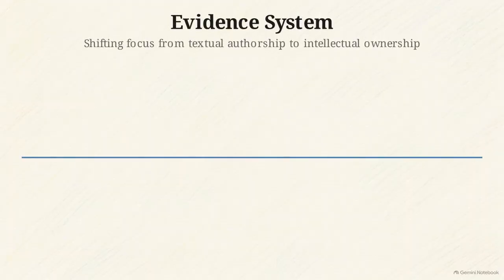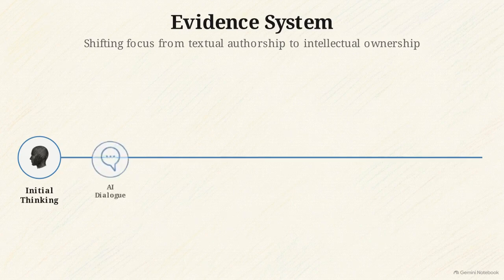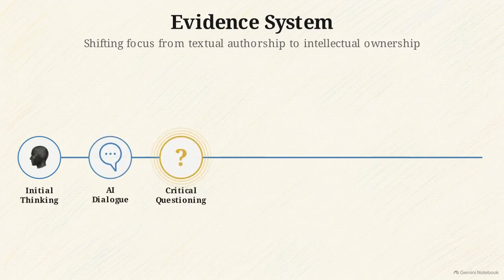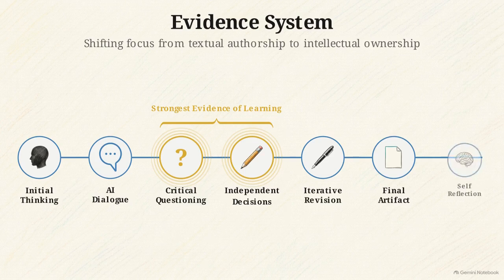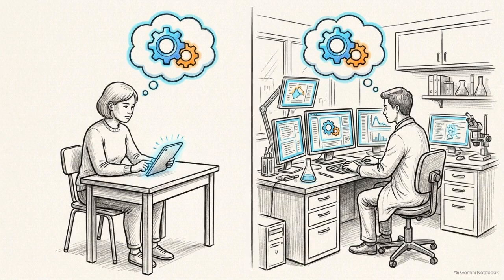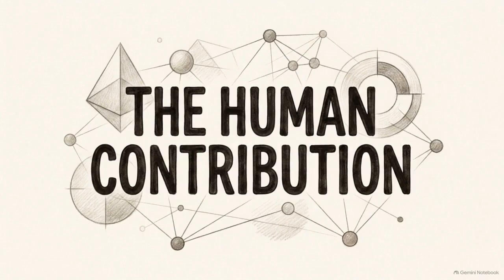To verify learning, we string these strategies into an evidence system timeline, starting with initial thinking, moving into AI dialogue, analyzing critical questioning, and evaluating independent decisions. We then track how decisions drive revision, shape the final artifact, and culminate in a self-reflection. This framework scales across education levels. While a graduate student will exhibit more complex professional judgment than a primary school student, the core criteria, evaluating what the human brings to the exchange, remains identical.